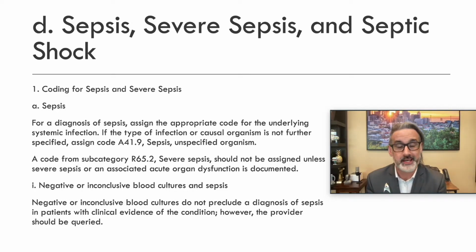A code from subcategory R65.2, severe sepsis, should not be assigned unless severe sepsis or an associated acute organ dysfunction is documented. So first, that's just the generic difference between sepsis and severe sepsis, between the first one and then the second one.